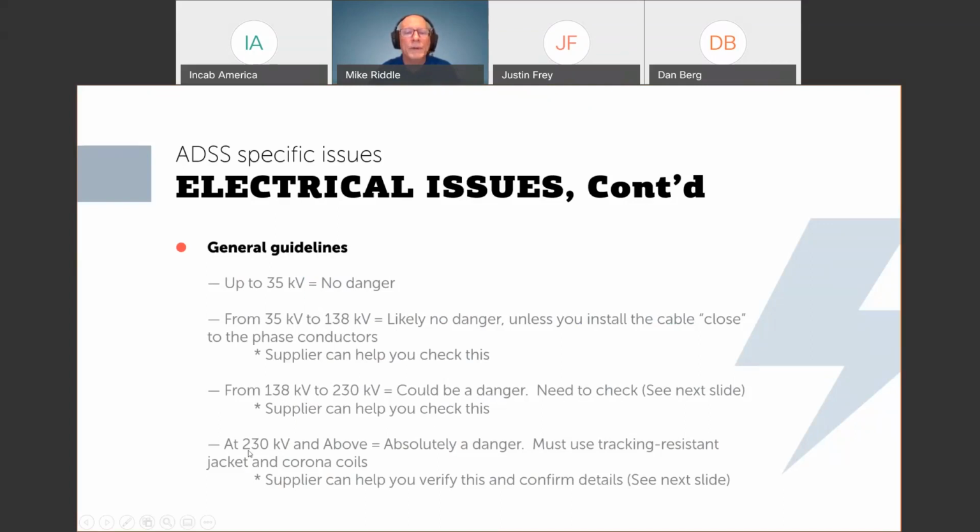And at 230 kV and above, absolutely, you have to use a tracking resistant jacket. So by the time you're at 230 kV, definitely, and you've got to use the corona coils on it. And a supplier can help you verify this. I mean, maybe you've got a 230 kV and some unusual situation where you're planning to put it that isn't going to be a problem. But again, I would want that verified if I were in that situation.